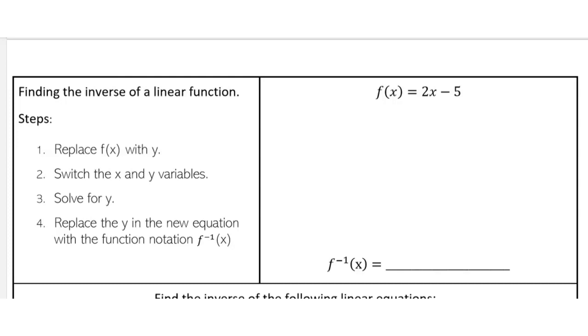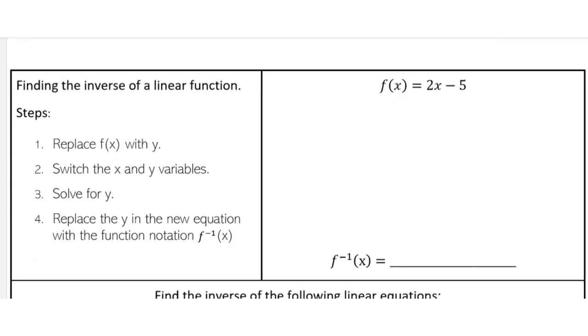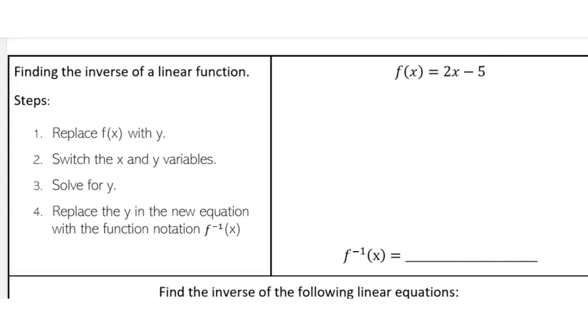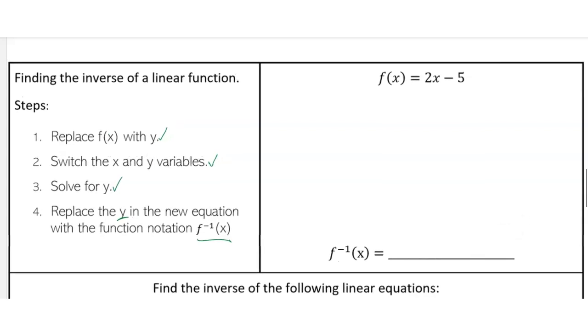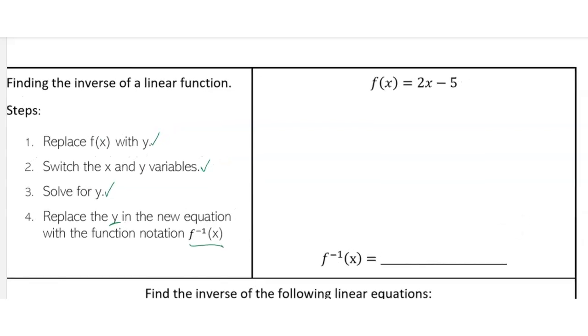Hey guys, we're going to go over part 2 of finding inverses algebraically. So in order for us to be successful, we need to be able to replace the f of x with y, switch the x and y variables, solve for y, and then replace that y with the right notation with that -1. So first we've got to change our f of x to y.